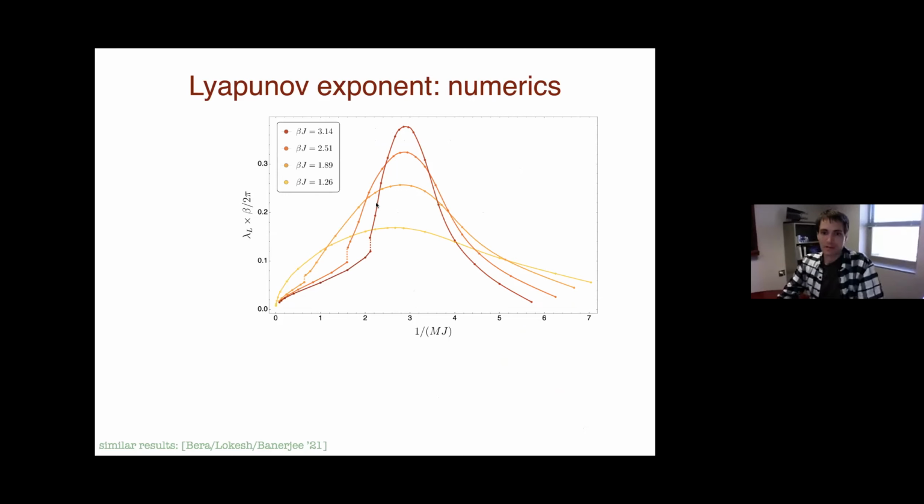Okay, so again we have two parameters. Beta J, that's the color of the curve, tells you how strong the thermal fluctuations are, how large the temperature is. And on the x-axis I have mJ, which tells you how strong the quantum fluctuations are. And I'm plotting on the y-axis the Lyapunov exponents in units of the maximal exponent.